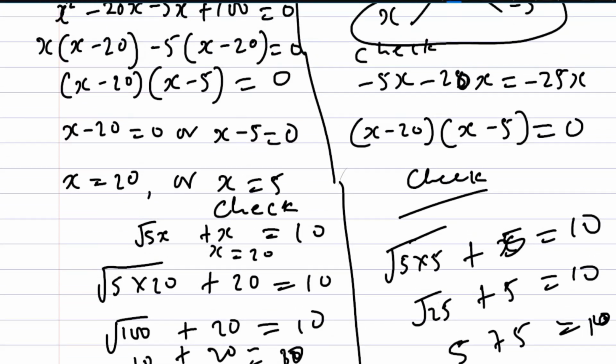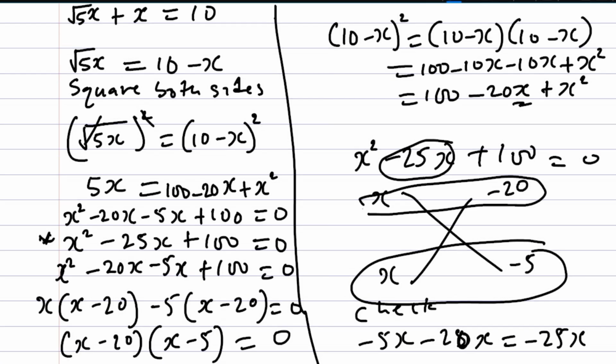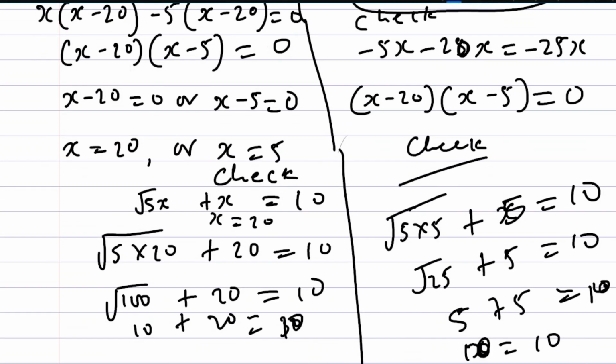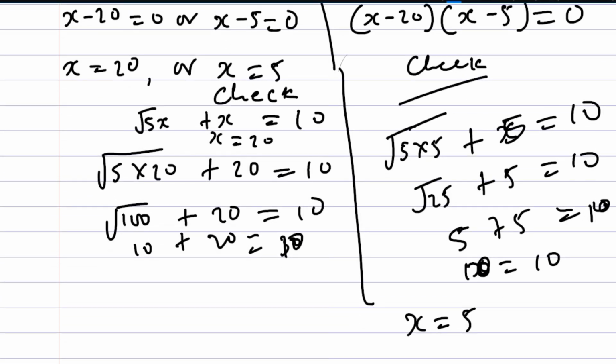Wow. So why did we have just one solution when we solved it and got two solutions? Tell us what the problem is, if you know what the problem is. Because we got 20 and 5, and when we checked 20, it did not work out, but when we checked 5, 5 worked out. Okay, so that is that.